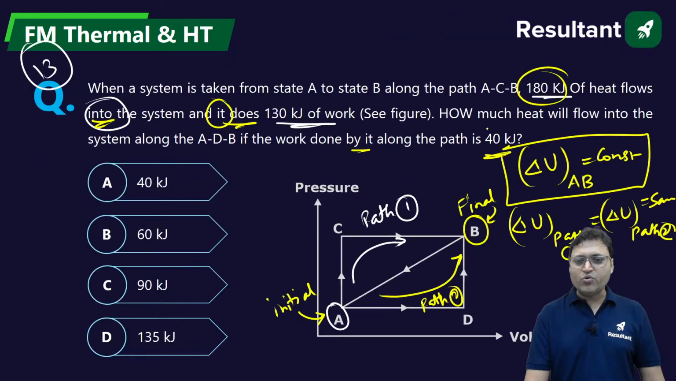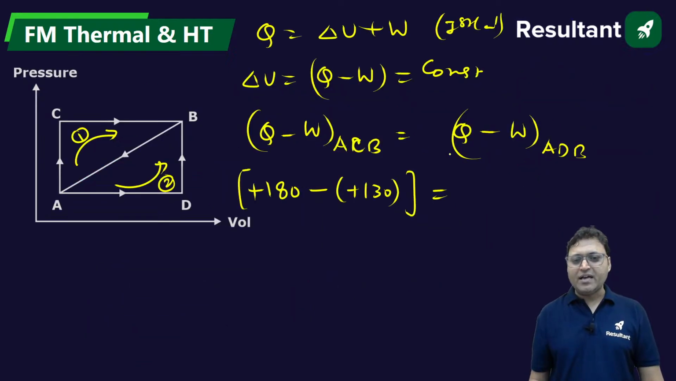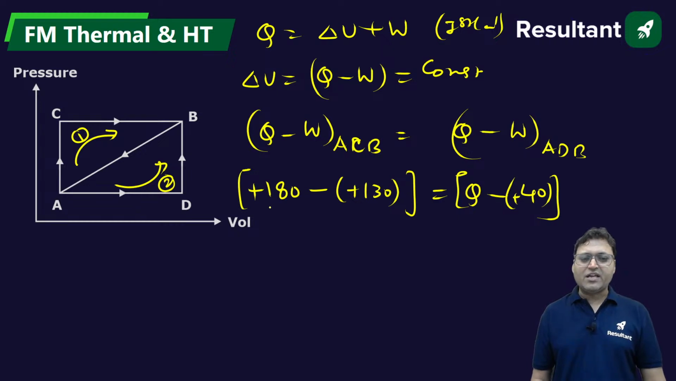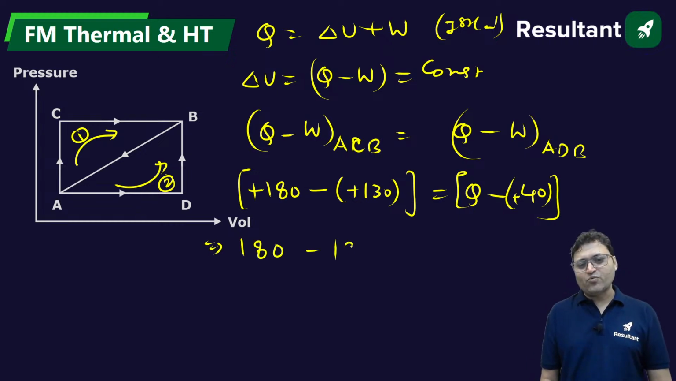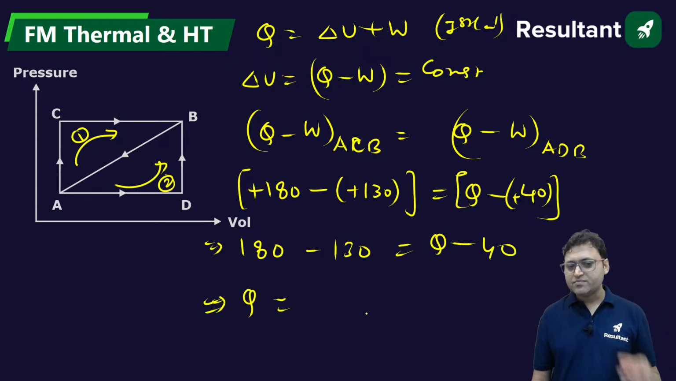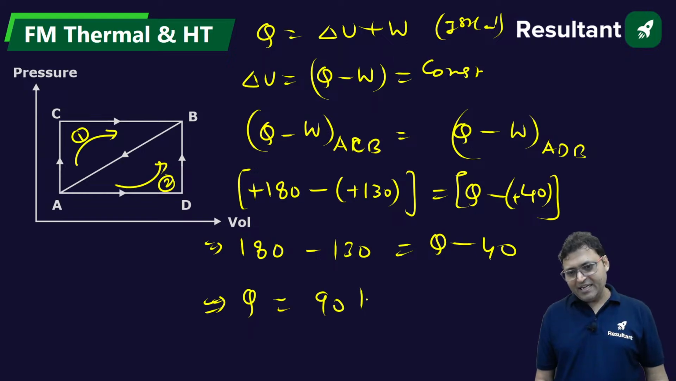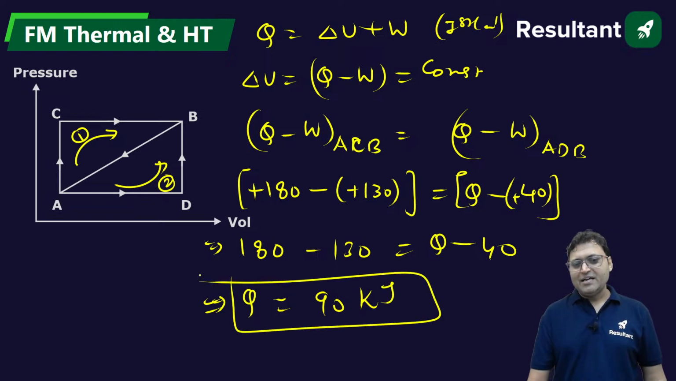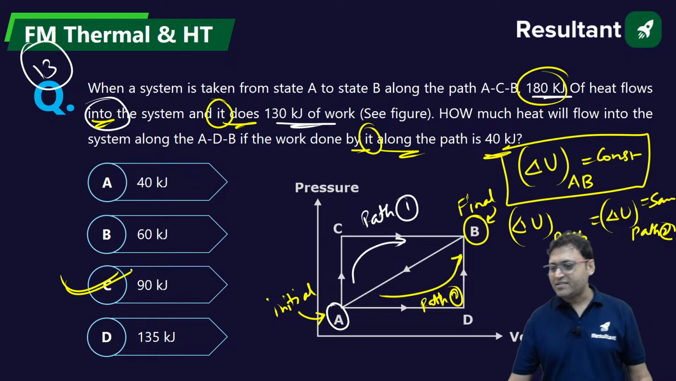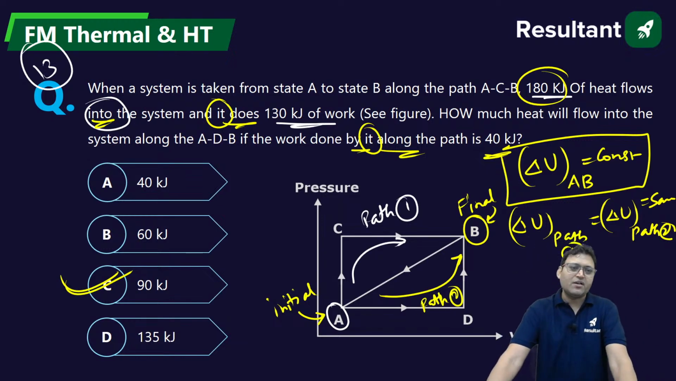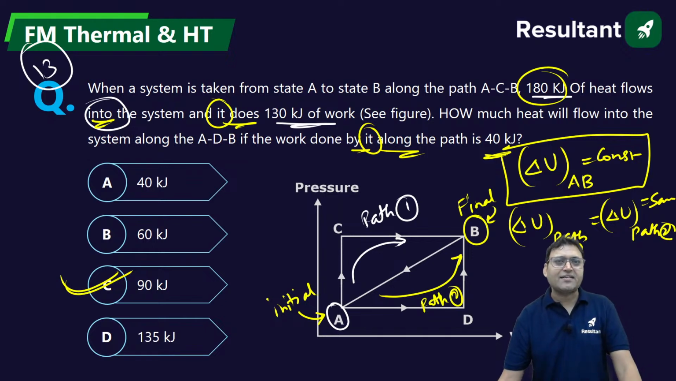This is equal to Q, which is unknown, and the work done in the second path is 40, again positive. So Q minus W is Q minus 40. This will give you the answer. 180 minus 130 is equal to Q minus 40. Can you find out the value of Q? 90 kilojoule will be the correct answer. I hope you understood this. C will be the right answer for the given question. Question number 13, option C is the correct answer.